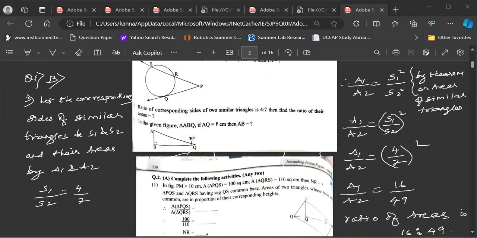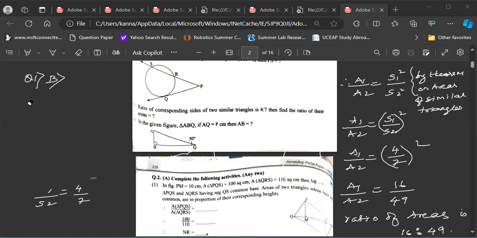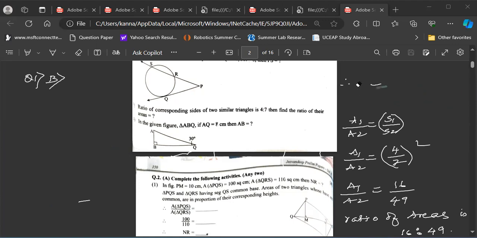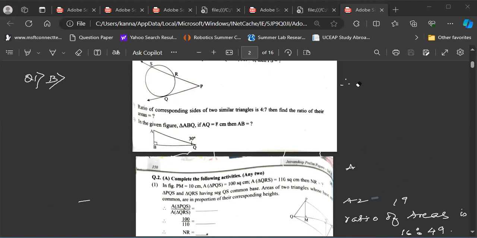Now this was question number 1, B, third sub question, children. Now I'm coming to the fourth sub question. You can clearly see this sum, children. Very simple. In the figure, there is one triangle ABQ, AQ is given, and they wanted to find the value of AB.